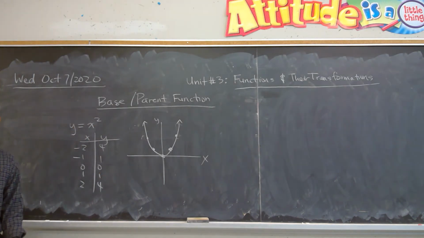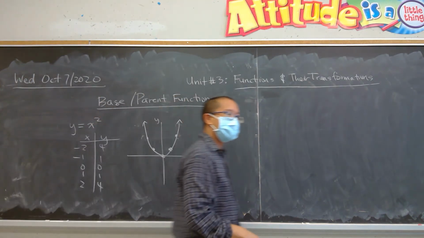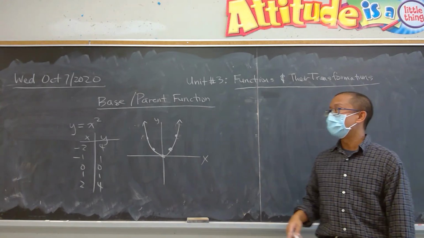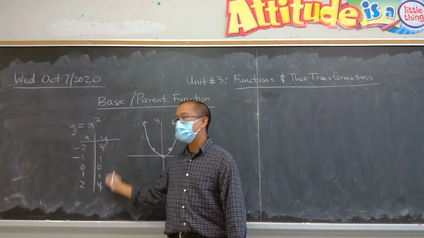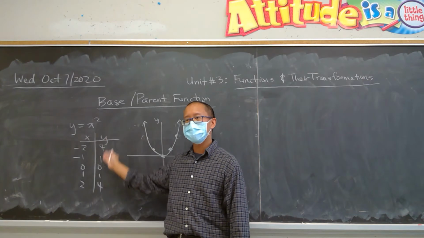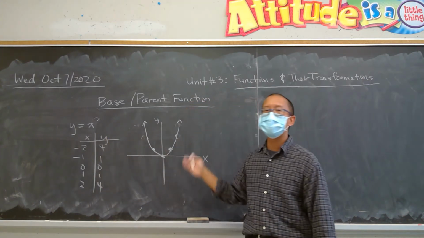Can I get a volunteer from the class? Really, really easy. What is the domain? What is the range? No pressure. Notice, we no longer look at the critical points. These are called critical points. We look at the graph.